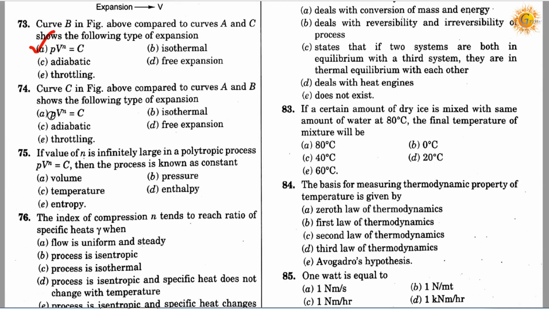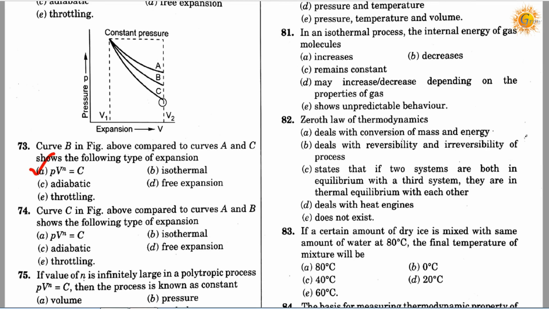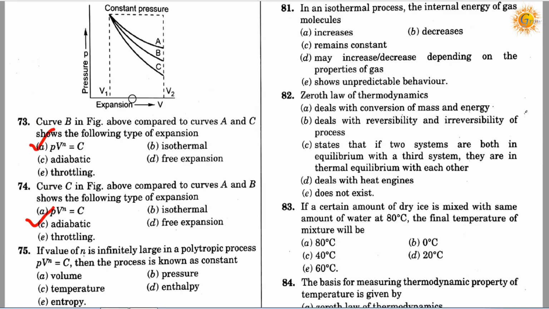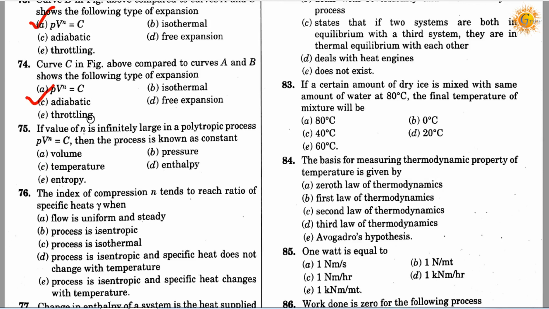Question number 74. Curve C in the figure above, compared to the curves A and B, shows the following type of expansion. Asking about this curve. Option A is PV^n equal to C, option B isothermal, option C is adiabatic, option D is free expansion, option E is throttling. So for the curve C, the correct answer is C, adiabatic. Curve C denotes adiabatic expansion.